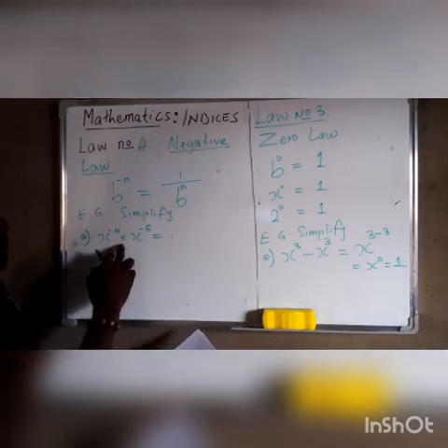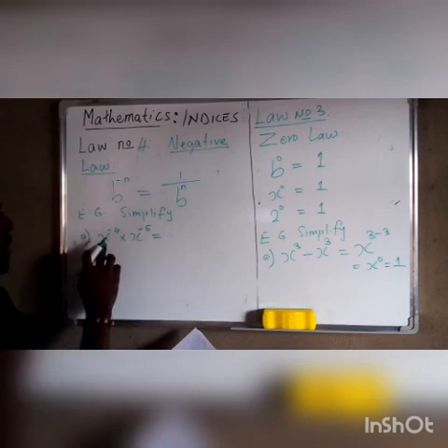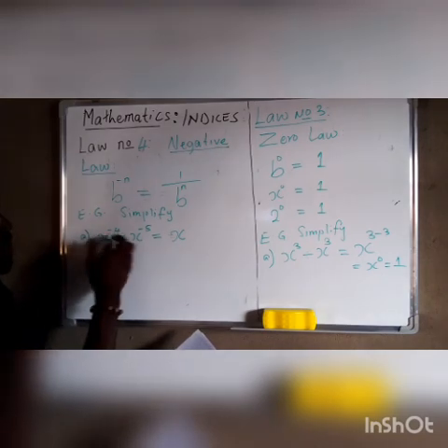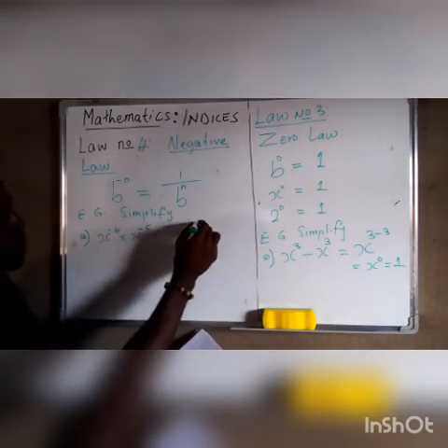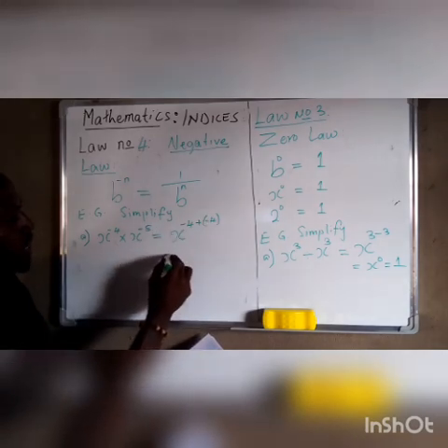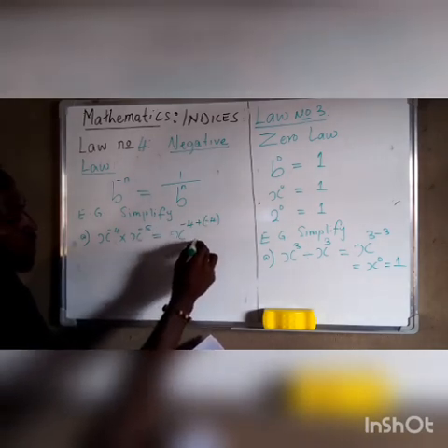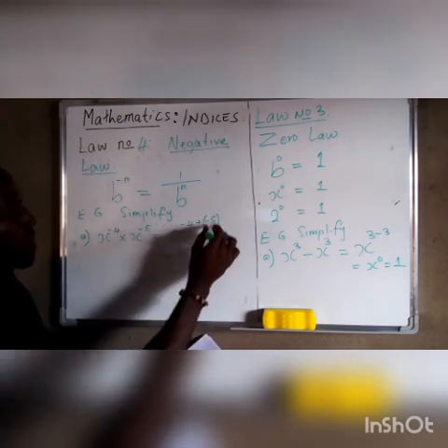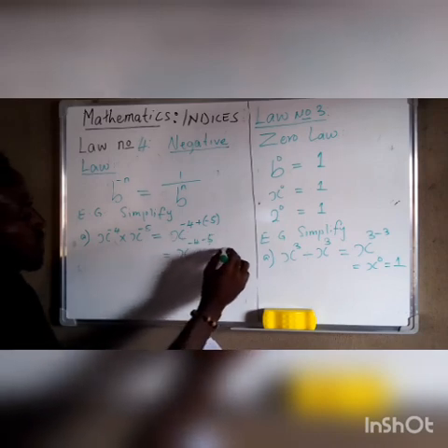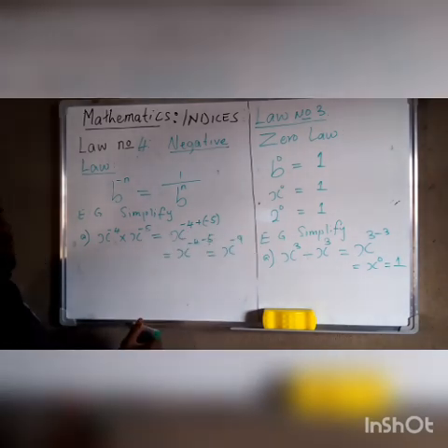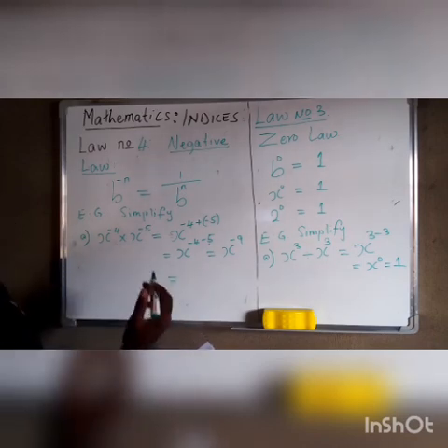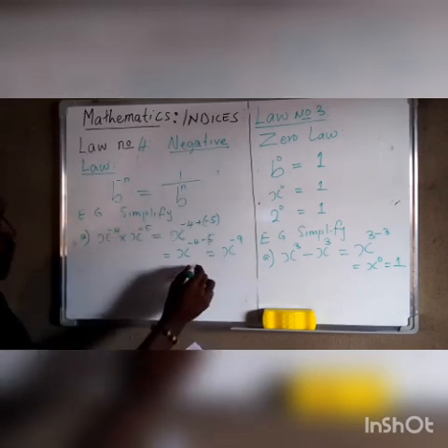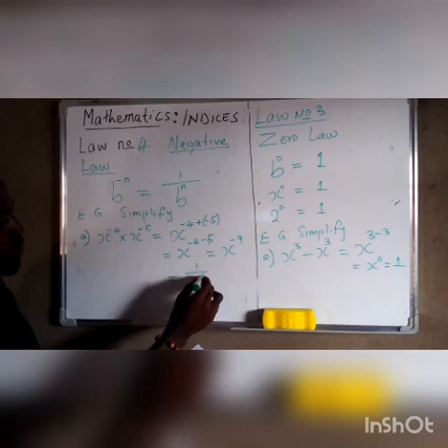Now x is a common base, so we take one of them, and the multiplication law says we should add the powers together. So we have minus 4 plus minus 5, and that gives us what? x raised to minus 4 minus 5. This is 9, so that gives us x raised to minus 9. Now we have to apply the negative law, so you cannot stop at this level. That gives us 1 all over x raised to the power of 9, and that becomes the final answer.